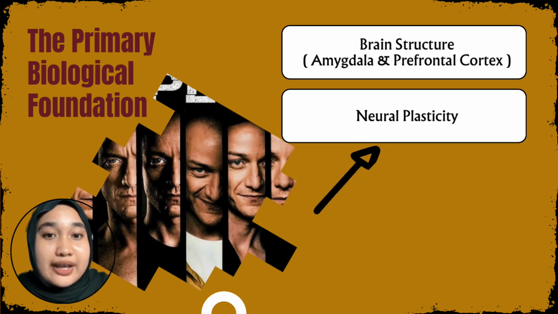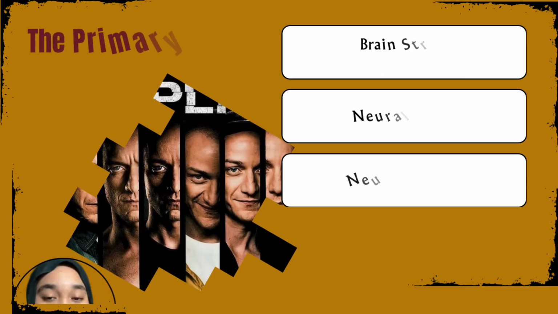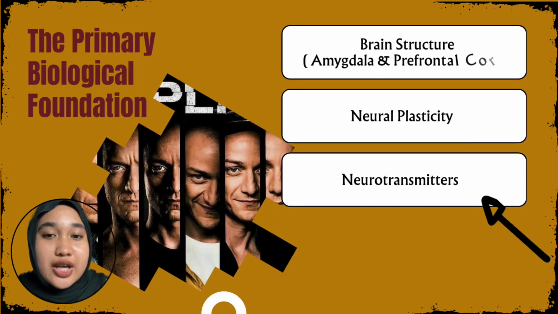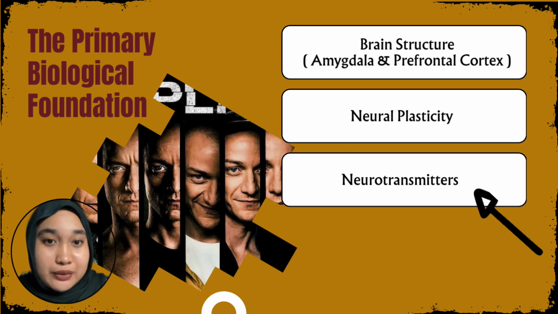This explains why each personality has unique traits like different voice and behaviors. Other than that, neurotransmitters such as dopamine and serotonin also play a role. Imbalances in these chemicals can cause Kevin's mood swings and help explain how he shifts between personalities.